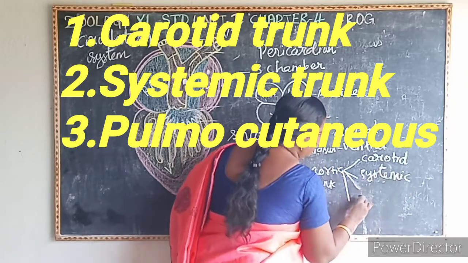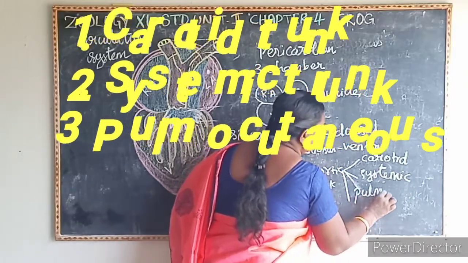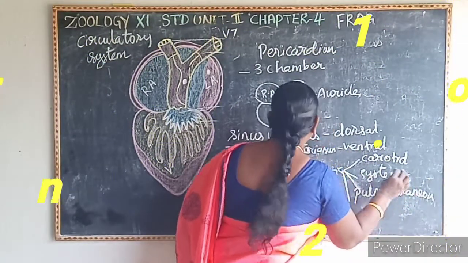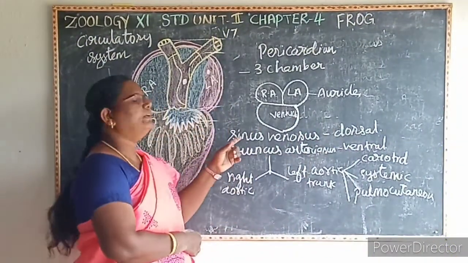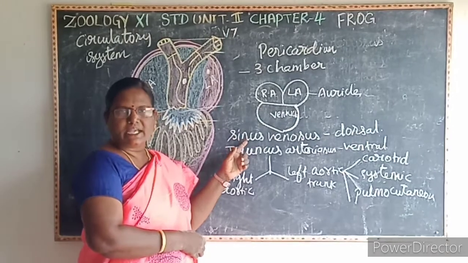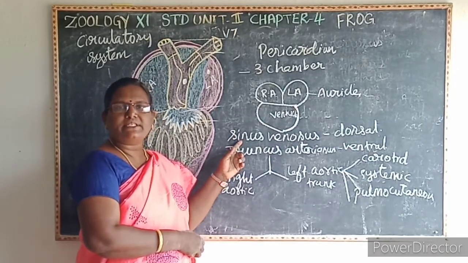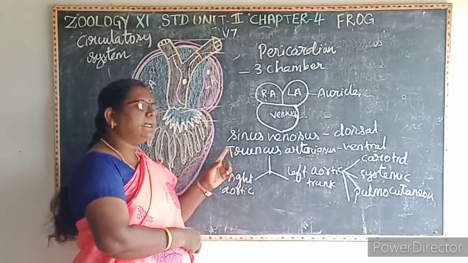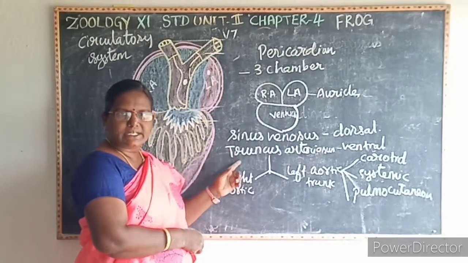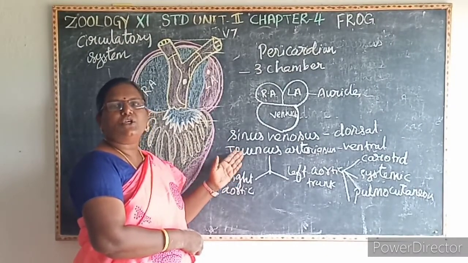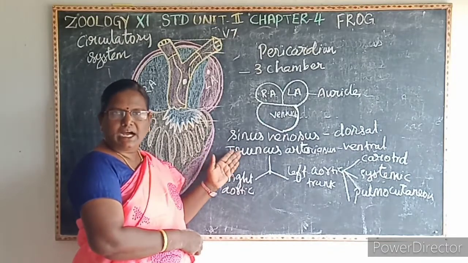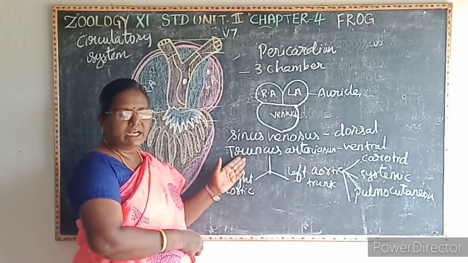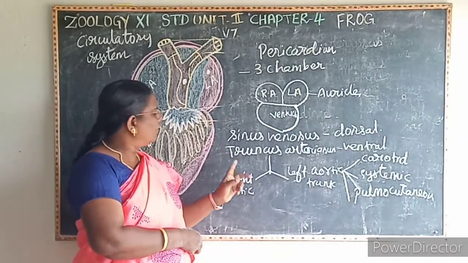And the third one is a pulmocutaneous. Listen. The sinus venosus is a triangular chamber present on the dorsal surface of the heart. Then this truncus arteriosus is a cylindrical structure, thick wall, present on the ventral surface of the heart. It arises from the ventricle and divides into 2. So what are they?